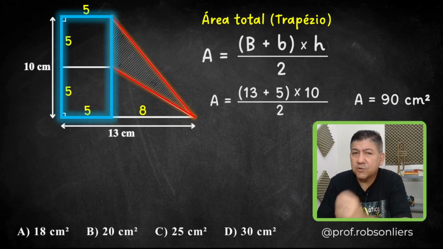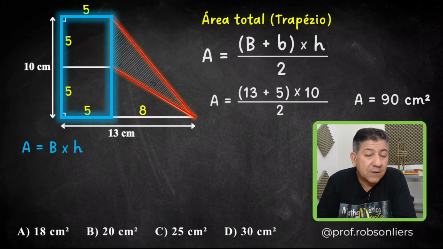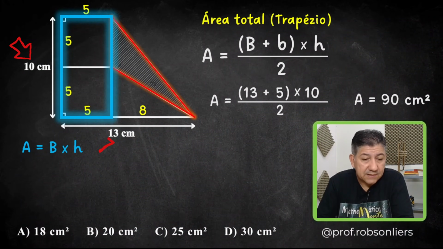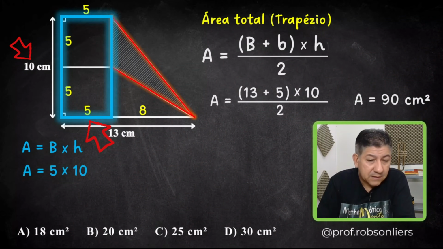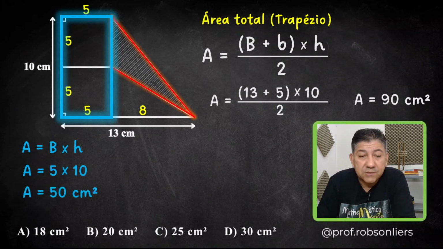We can already calculate this rectangle's area at once. We put the two squares together here, see? And the area of the rectangle is base times height. What is the base of this rectangle? The base is 5 and the height is 10, alright? So calculating, the area of this blue rectangle here will be 5 times 10, which is base times height. The area will be equal to 50 square centimeters.